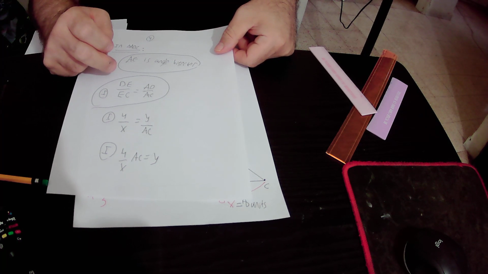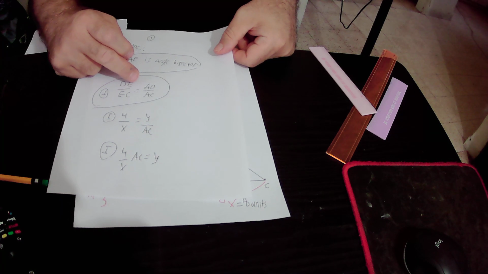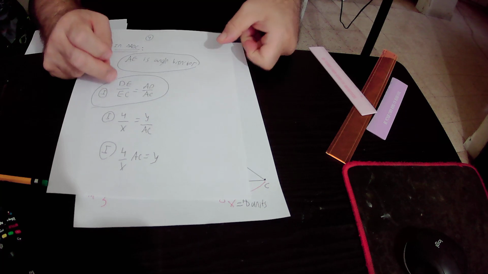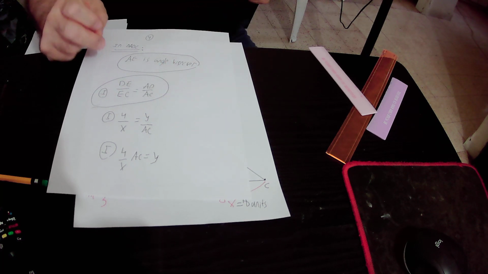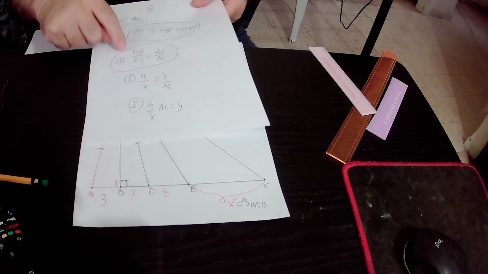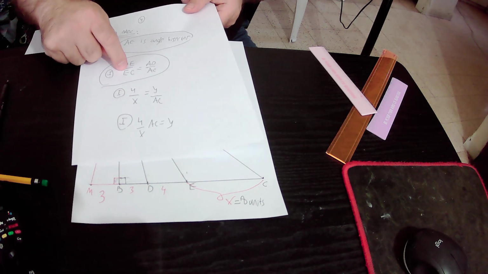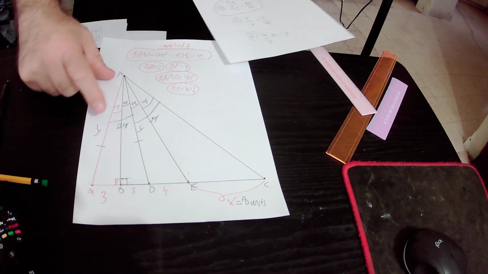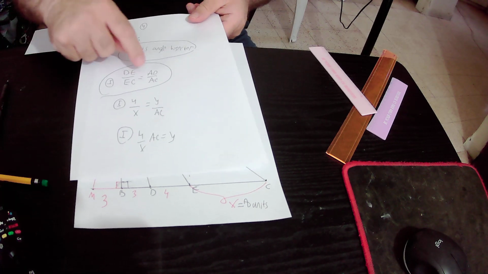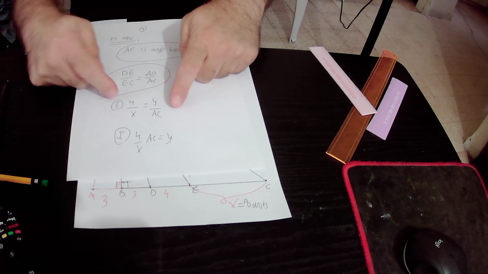So those two ratios are equal to each other. What is the size of DE? DE equals 4. What is the size of EC? EC equals X. AD equals Y. So in total we got that 4 over X equals Y over AC.